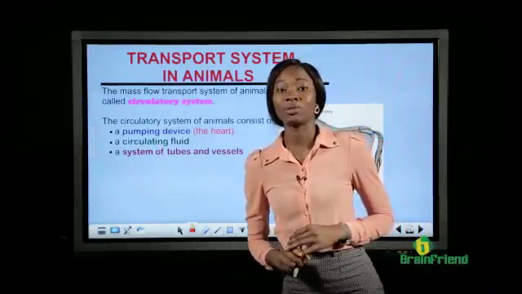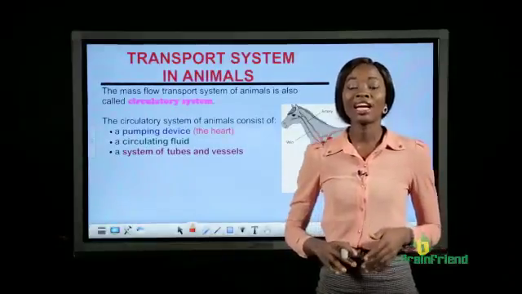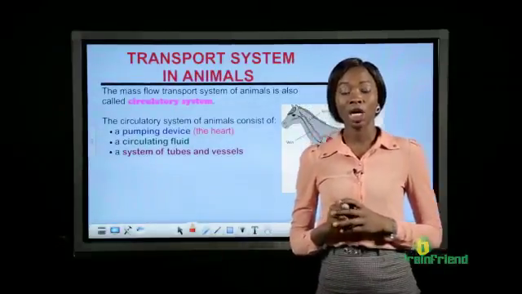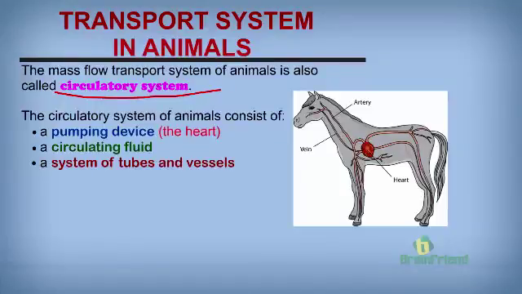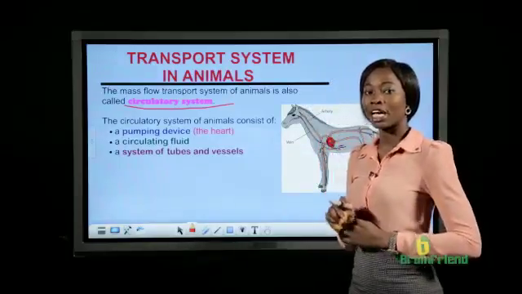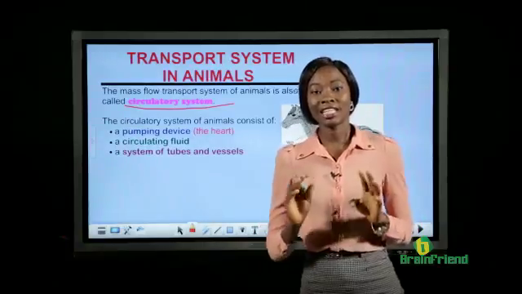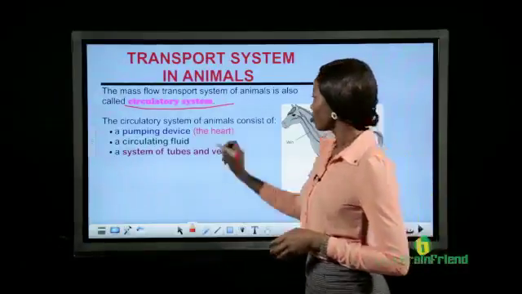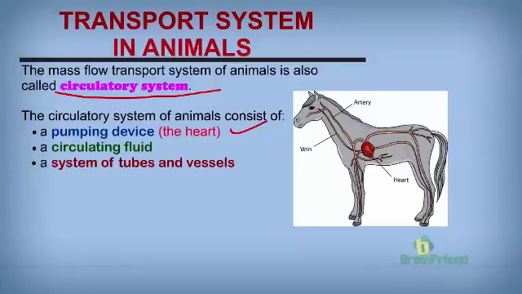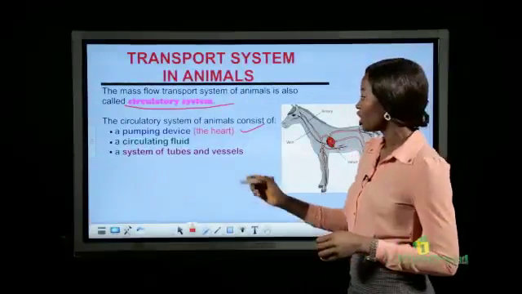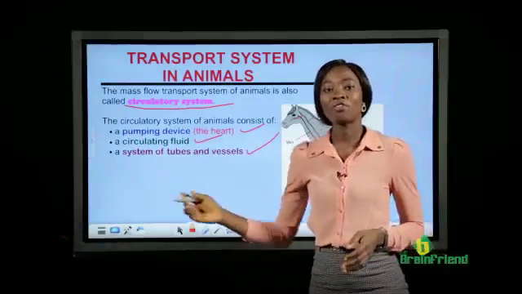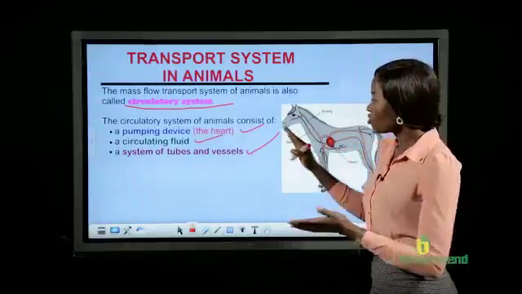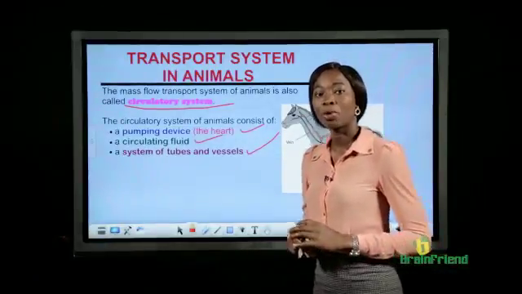The mass flow transport system, as we said, is a system of transport whereby fluid carries various substances all over the bodies of organisms. Mass flow transport system in animals is also known as circulatory system. The circulatory system of animals has certain components. These components are a pumping device, which is the heart, a device that helps to pump the fluid, a circulating fluid, which is the blood in most animals, and a system of tubes and vessels, which are the blood vessels we have looked at. All of these three components make up the circulatory system of animals.